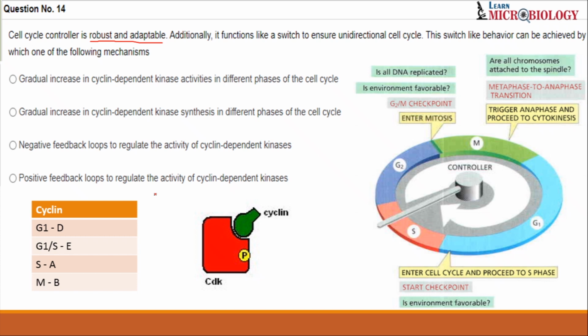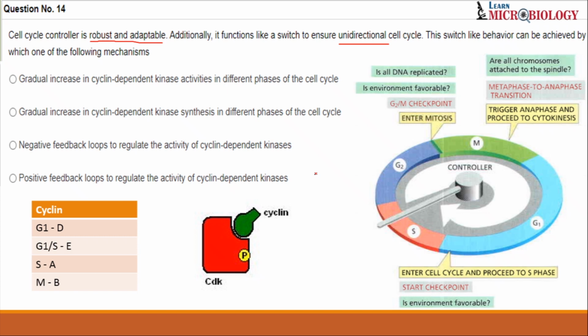Now, we also know that this particular cell cycle is unidirectional, that is, it can occur only in one particular direction, a clockwise or an anti-clockwise direction. Now, there is a switch to ensure this. Switch-like behavior is achieved by which of the following mechanisms?